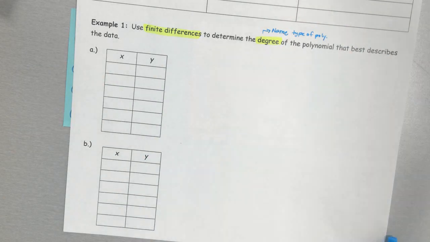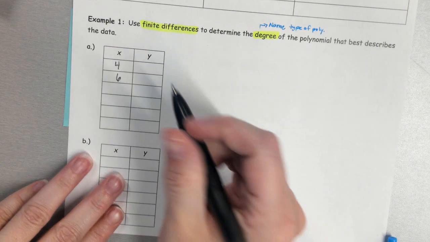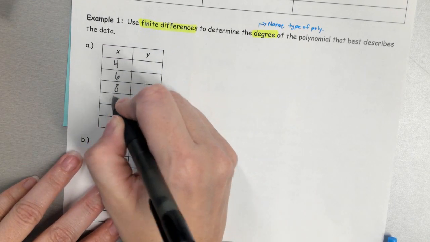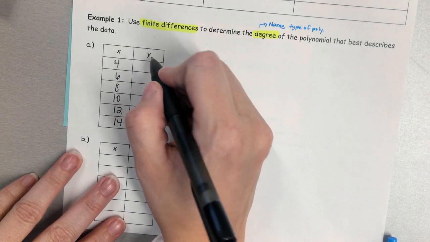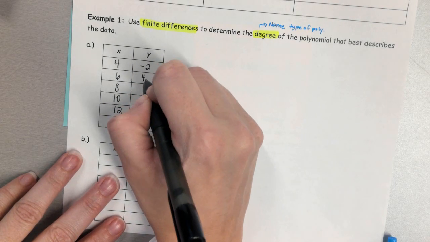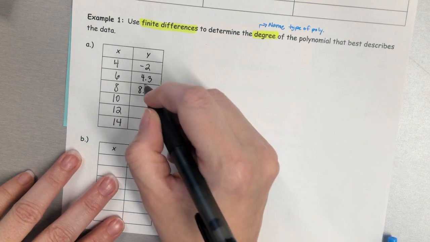This one is vertical. So your x values are 4, 6, 8, 10, 12, 14. Your y values are negative 2, 4.3, 8.3, 10.5.